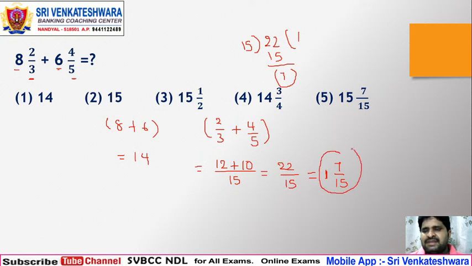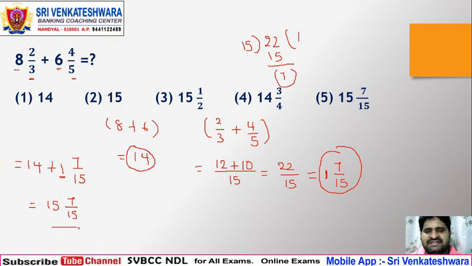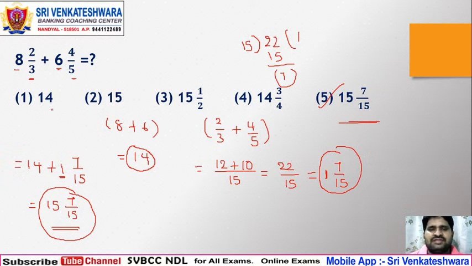This is the decimal part I got, this is the integer part I got. We have to add the integer part and decimal part now. So integer part is 14, decimal part is 1 7 by 15. Again 1 is an integer, now add it to the 14. 14 plus 1 will become 15. So 15 7 by 15 will be the final answer for us. Clear? 8 plus 6 is 14, that is the integer part. 2 by 3 plus 4 by 5 gives 1 7 by 15. Again 1 is an integer. If I add that, we'll get 15 7 by 15. That is how we get it.